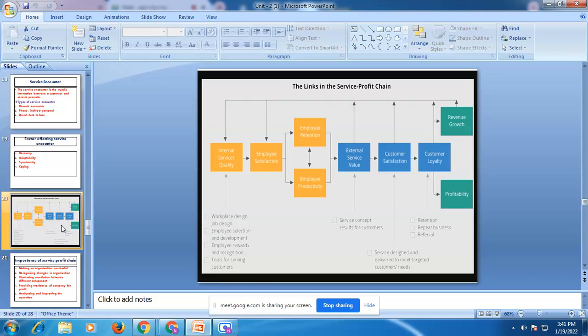First, we have to discuss these links, like the link between customer satisfaction and customer loyalty. In this process, customer satisfaction leads to customer loyalty, where positive word of mouth, referring to other customers, and repurchase are the two factors which indicate the loyalty of the customer. So the business organization acquires more revenue and also earns more profit due to customer retention.